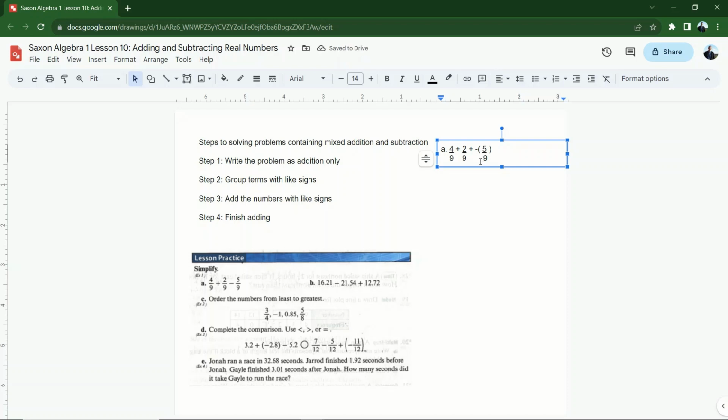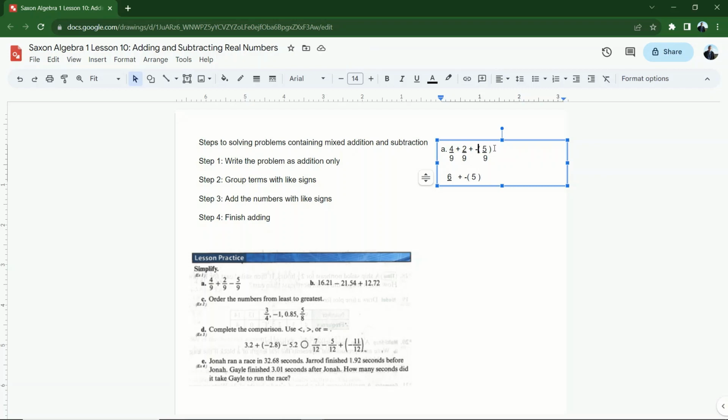Okay. Now, I'm going to next group the terms with like signs. So they're already grouped. 4 ninths and 2 ninths are both positive. Those are together. Negative 5 ninths is different. That's going to be on the right. I add the numbers with like signs. So for my next step, I'm going to have 6 over 9 and then plus the opposite of 5 over 9.